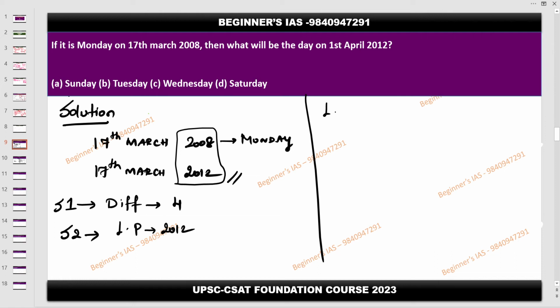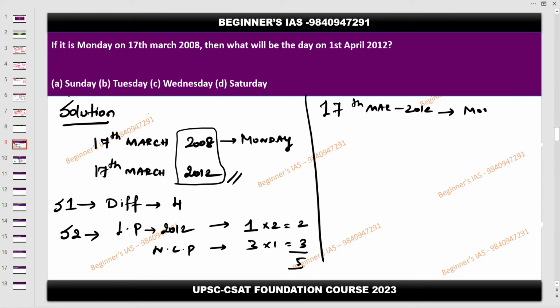Yes, that is also possible. Yes, we are calculating in this method. Okay, you can take that one. So therefore only one leap year, Dinesh. Then how many non-leap years are there? Three. So the leap year contains two odd days, and the non-leap years contain three, therefore five odd days will be there. So 17th March 2012 is going to be Monday plus 5.